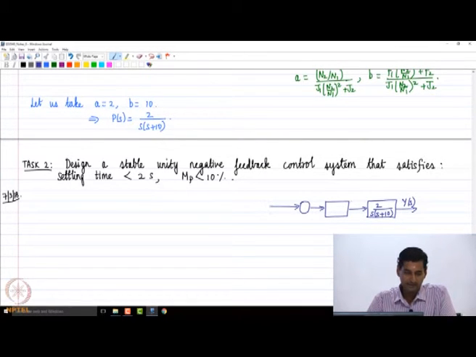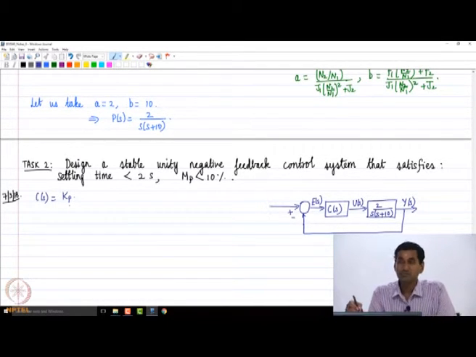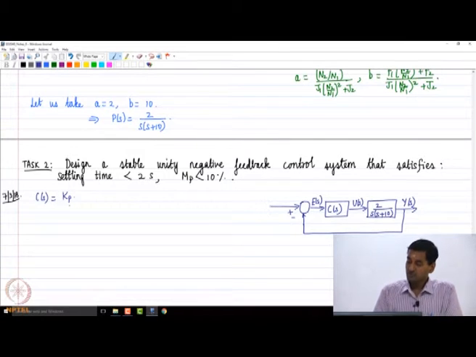Okay, and then the question is, what do we choose for the controller transfer function, so that we can get the process started? Okay, so to begin with, let's say we choose the controller to be just a proportional controller, so the controller transfer function just becomes Kp.